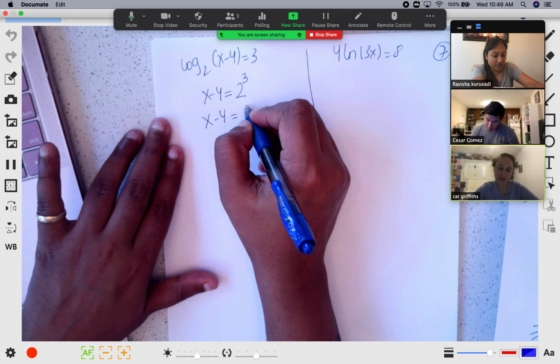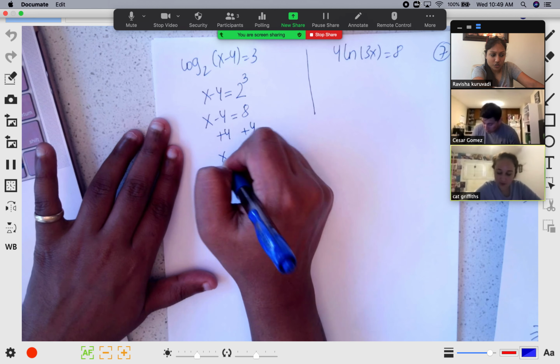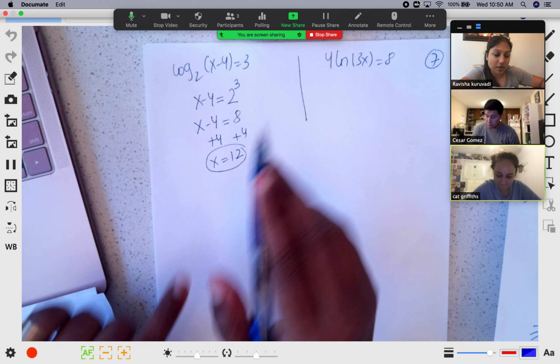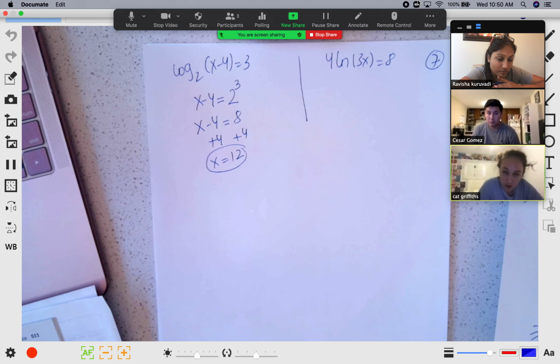Yes, perfect. So I add 4, I get x is equal to 12. But I don't know if this is my answer or not. Where will I put this to check, Kat? You would put it back into the original equation. Yes, you put that in the original equation.